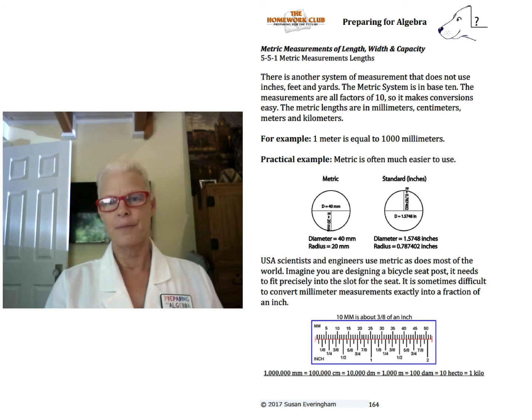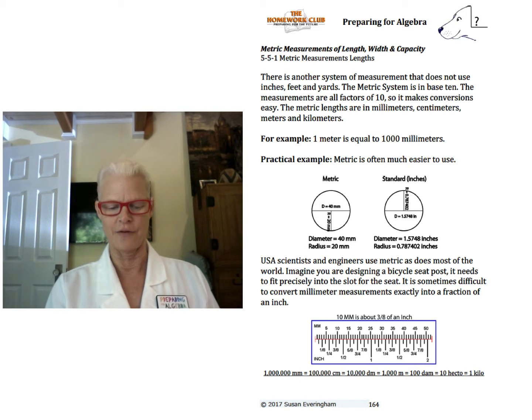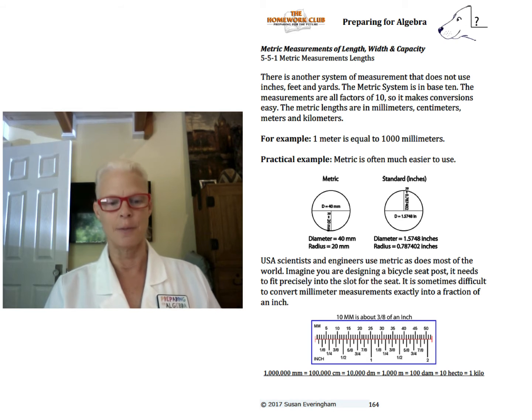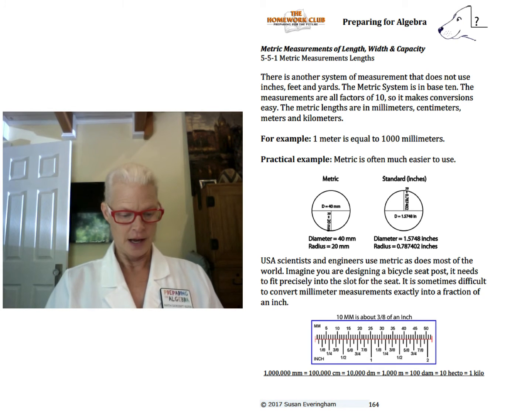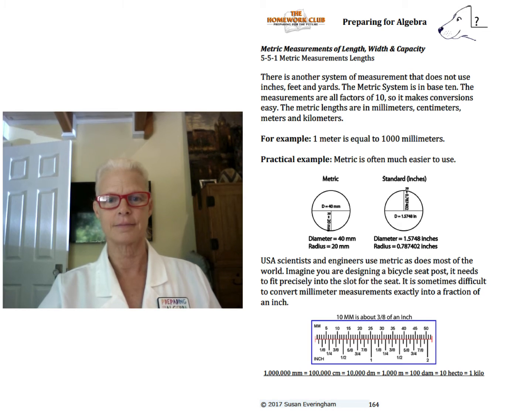But the ridiculous example that I have here says that in inches, it's 1.5748 inches, and to convert those inches to, I don't know, a portion of a foot or something, it just makes the numbers difficult. We're going to move on to the actual writing problems on page 165, and that is next.